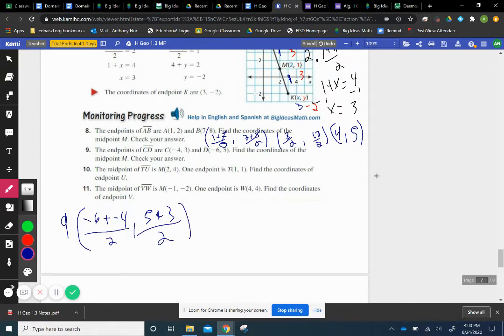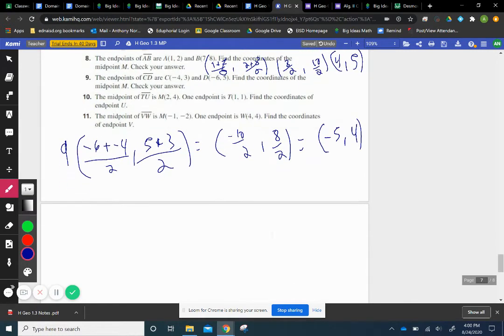Over 2, which equals negative 10 over 2, comma, 8 over 2, which equals negative 5, comma, 4. That looks familiar. So on 10, we're going to do a little different. Answer's coming at you in 3, 2, 1. So we have the midpoint, we have the endpoint. I'm going to go with the formula, and then I'll tell you when we get there.